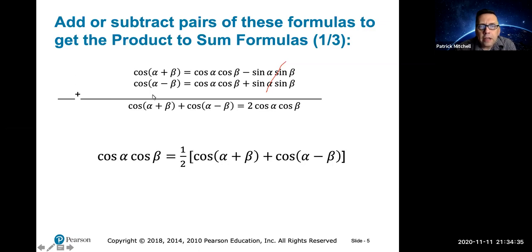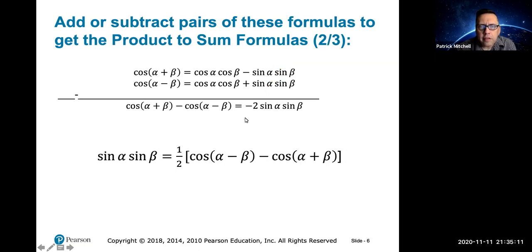So if I multiply both sides by 1/2, what I get is that the cosine of alpha times the cosine of beta is equal to 1/2 times the sum of cosine of alpha plus beta and cosine of alpha minus beta. So that's the first of the 3. When we get to that screen, you'll see that they show you 4 of them, but there are really only 3. So this is the one for the product of 2 cosines.